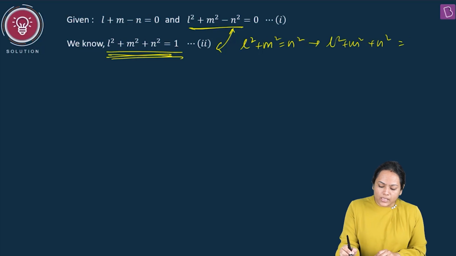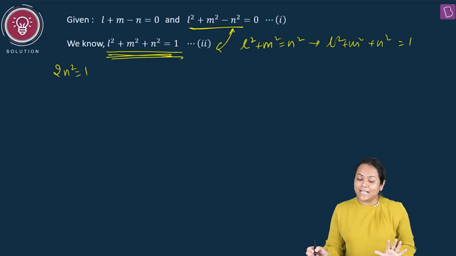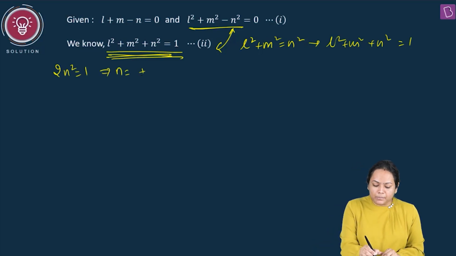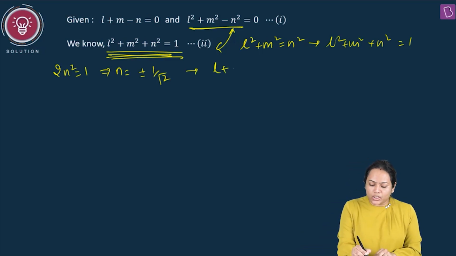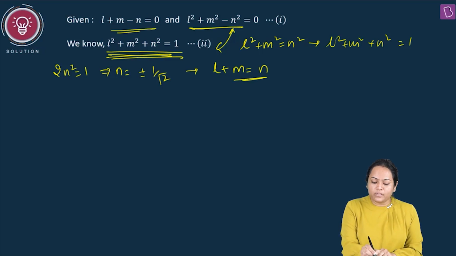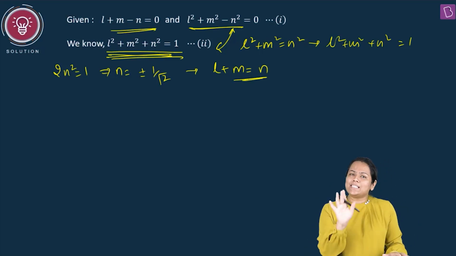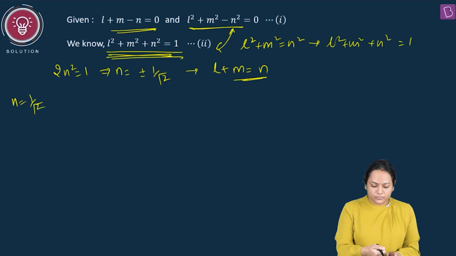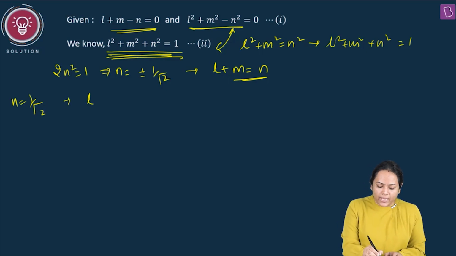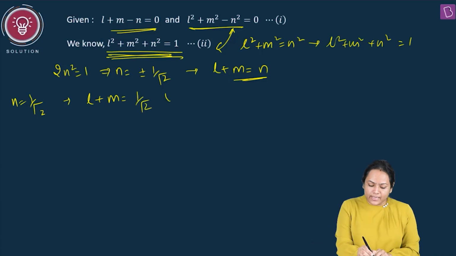So when I do this, I'm going to get 2N square is equal to 1, which is going to give me the value of N, right? So the value of N from here will be plus minus 1 by root 2. And now this value I'll use in this relation L plus M is equal to N, which they have already given to us in the question. So let's consider one value, right? I'm going to take, let's say N is equal to 1 by root 2. So when my N is 1 by root 2, I have one condition that L plus M should be equal to 1 by root 2. And another condition is there that L square plus M square is equal to N square. And in place of N square, I can put 1 by 2.